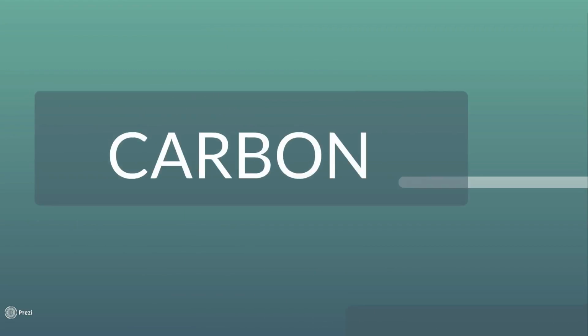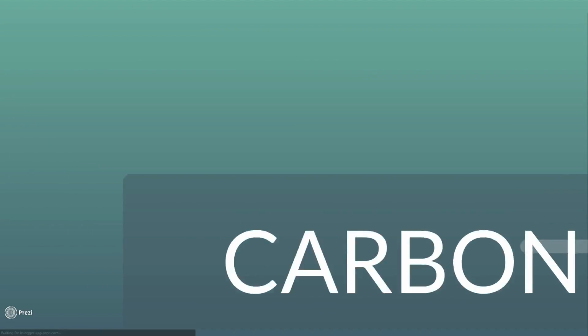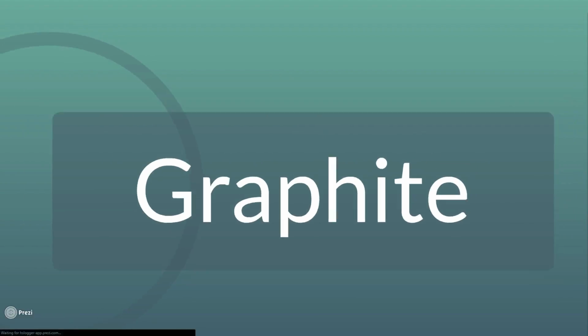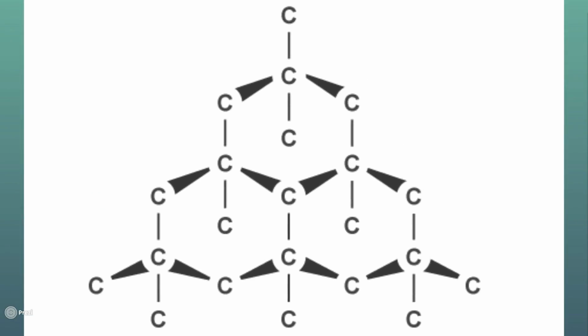Covalent bonding could also happen in the macromolecular structure of carbon, such as graphite, which has a hexagonal layered structure. Diamond is also another example of a macromolecular structure.